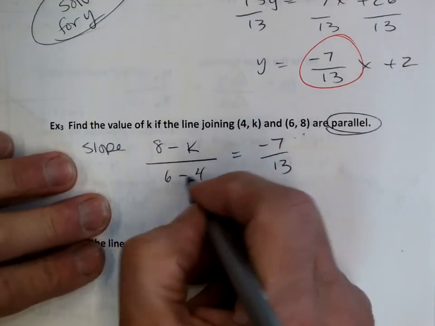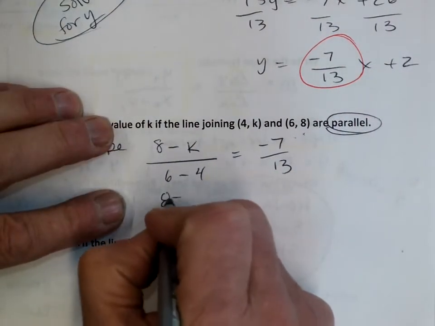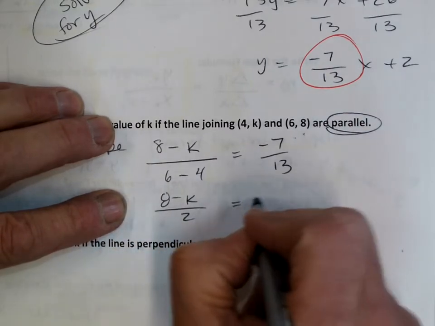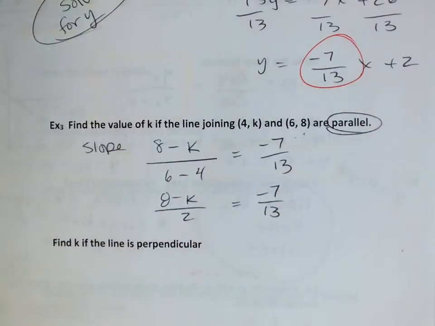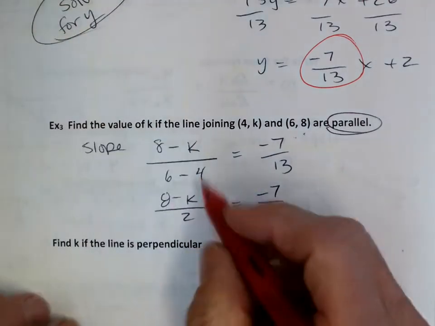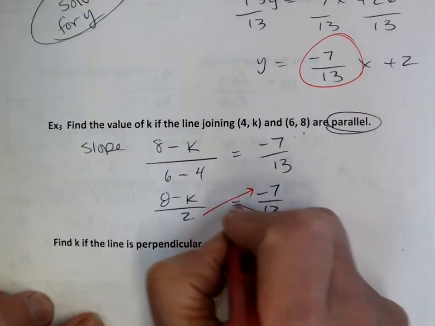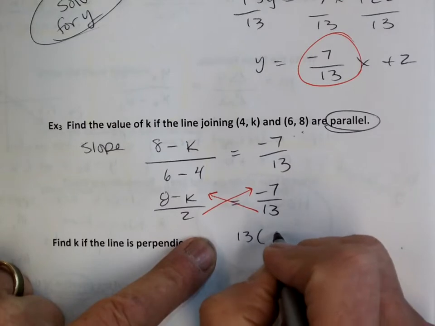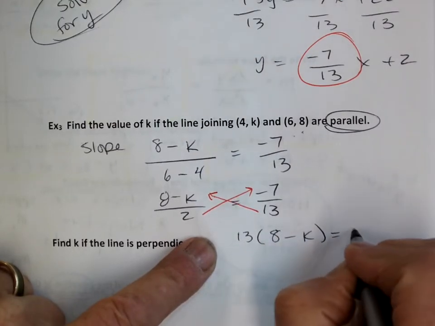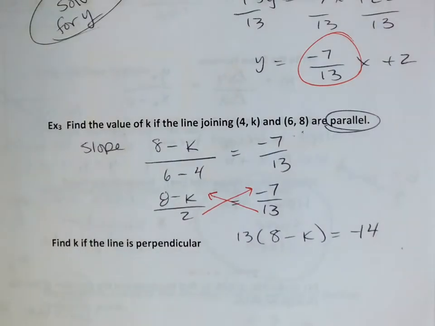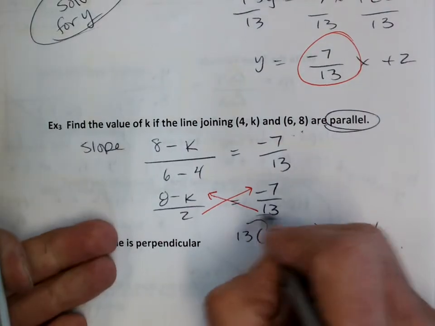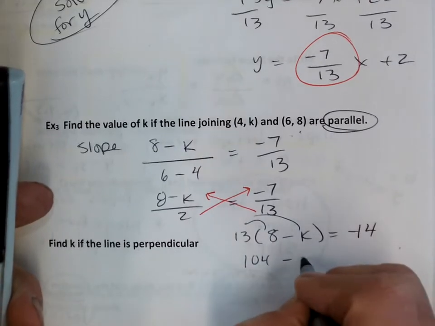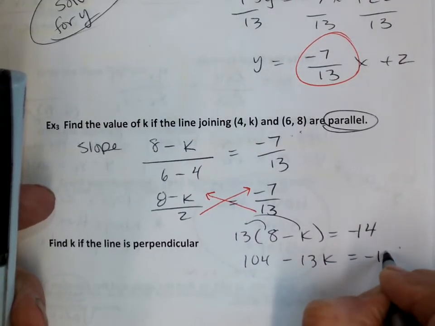All right, well, let's make this 8 minus k over 2 equals negative 7/13, right? I'm going to cross multiply. This times this equals this times this. I'll have 13 times 8 minus k equals negative 14. Oh, what's 13 times 8? Should be able to do that. That times that, that times that. So I get 104 minus 13k equals negative 14, right?